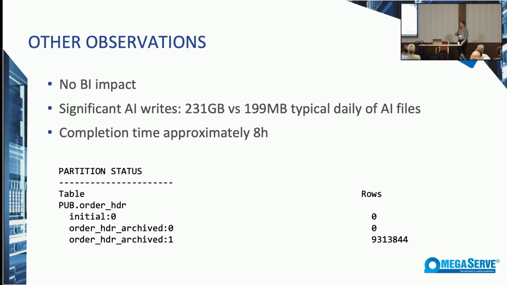Some other observations: we're also looking at the system for stuff like latch waits, and looked at the BI file growth, and surprisingly enough, there wasn't much BI activity. There were, however, lots of AI writes. On a typical day during the same period last week it was around 200 megs of AI files, and when we did this, it created 231 gigs of AI files. So be ready to have that space available when you do this.